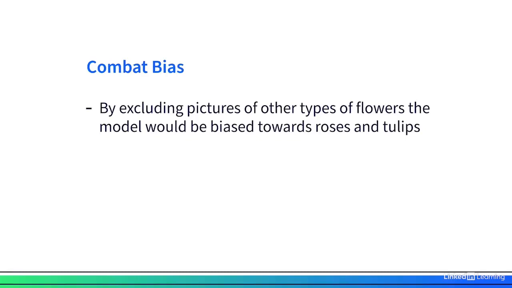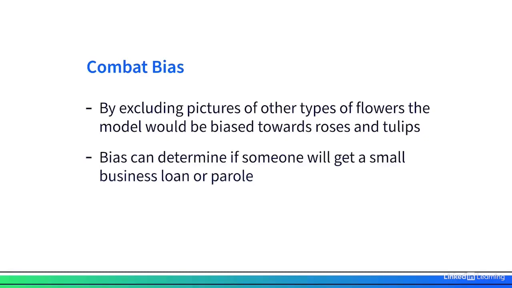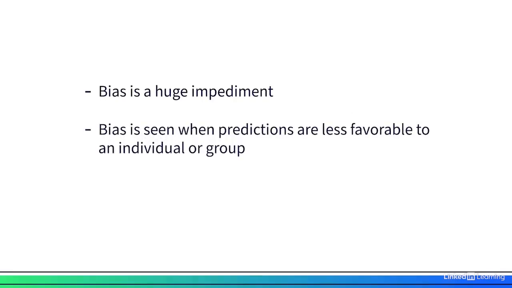or a tulip. While this is a simple example, bias that determines whether or not someone will get that small business loan or parole makes the stakes much higher. Bias is a huge impediment to realizing the promise of this life-changing technology. Bias surfaces when predictions made by a model are less favorable to an individual or group when there is no relevant difference between the groups that justifies the prediction.